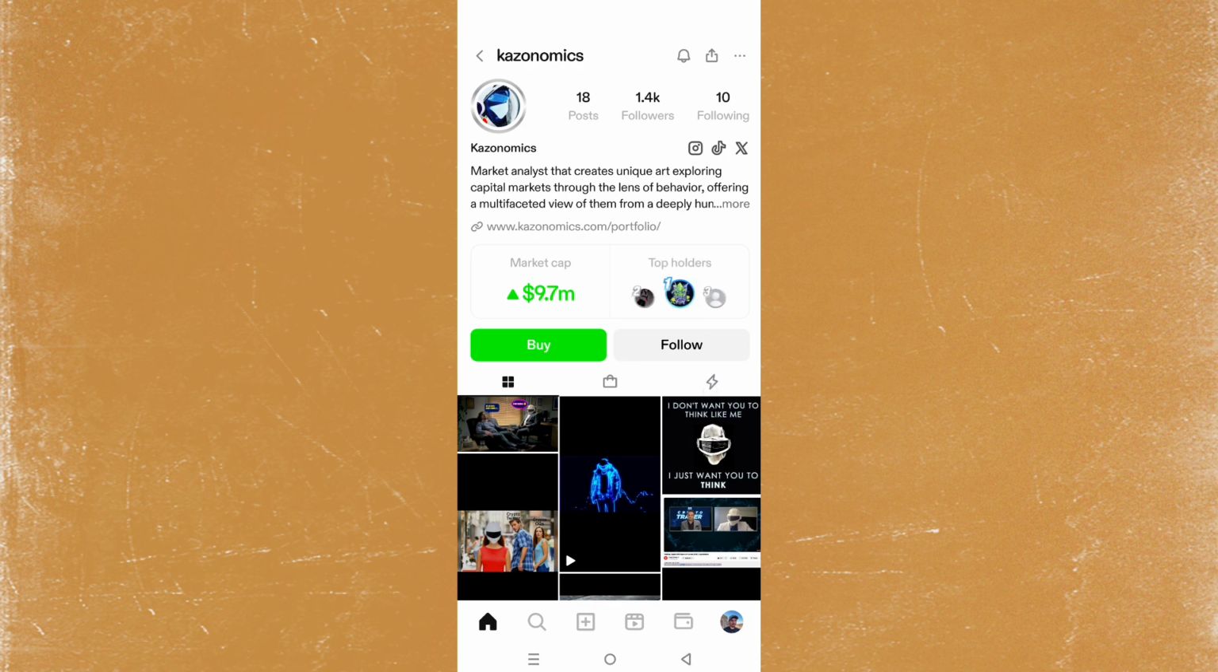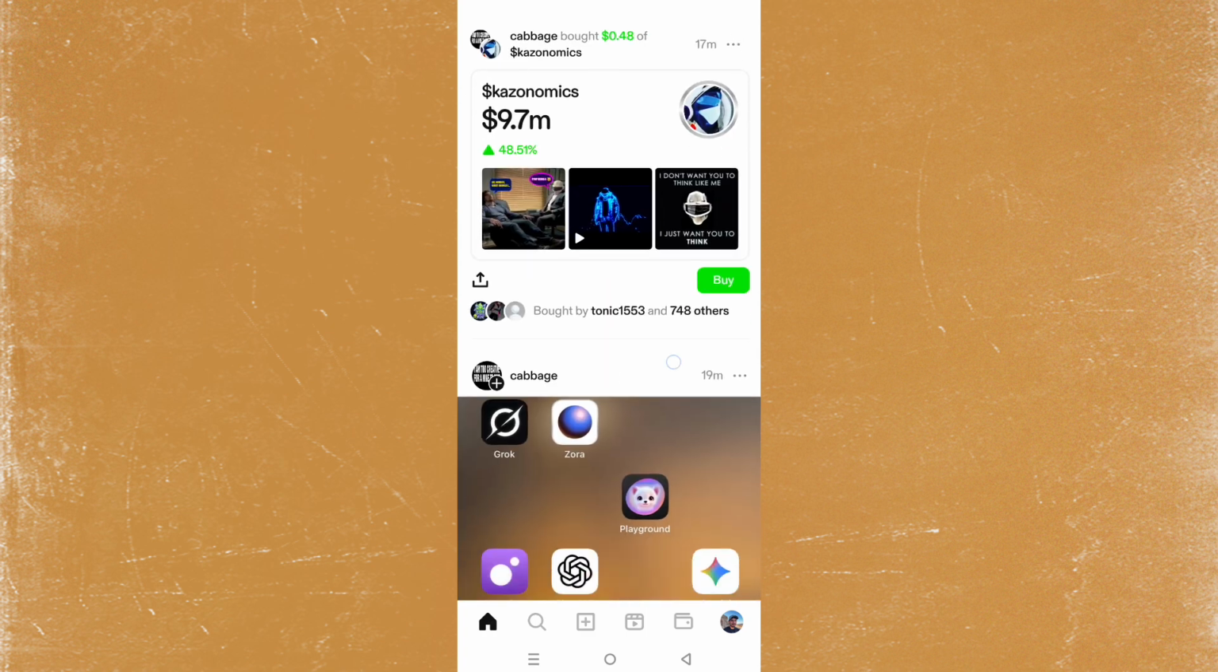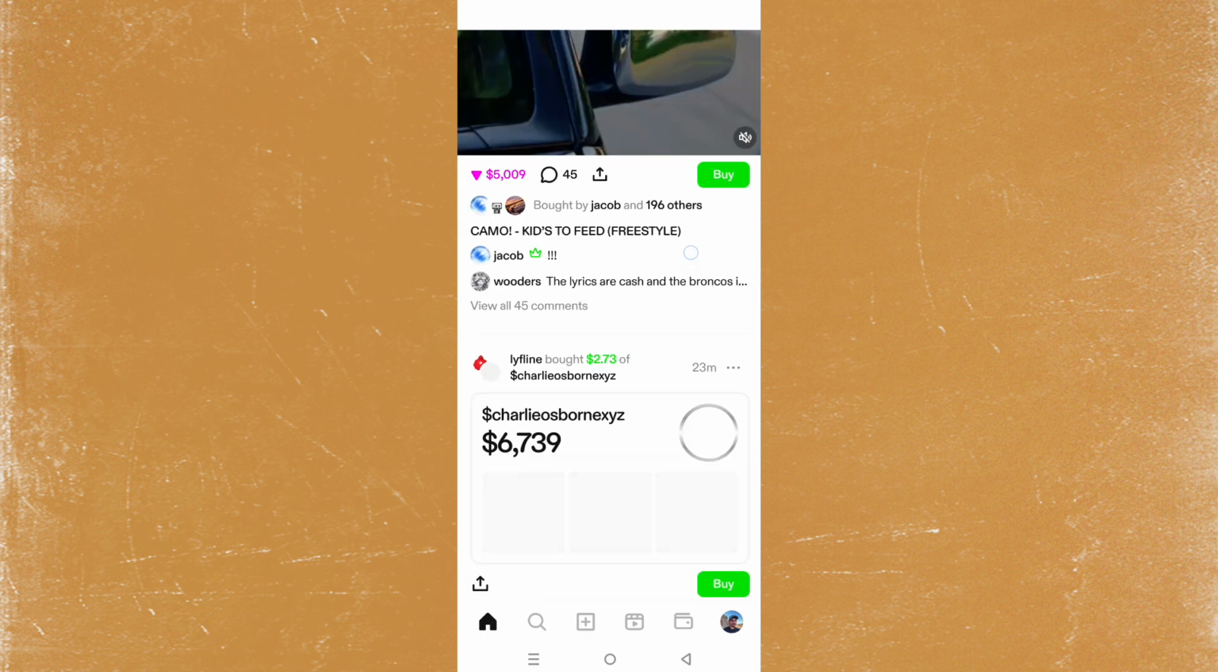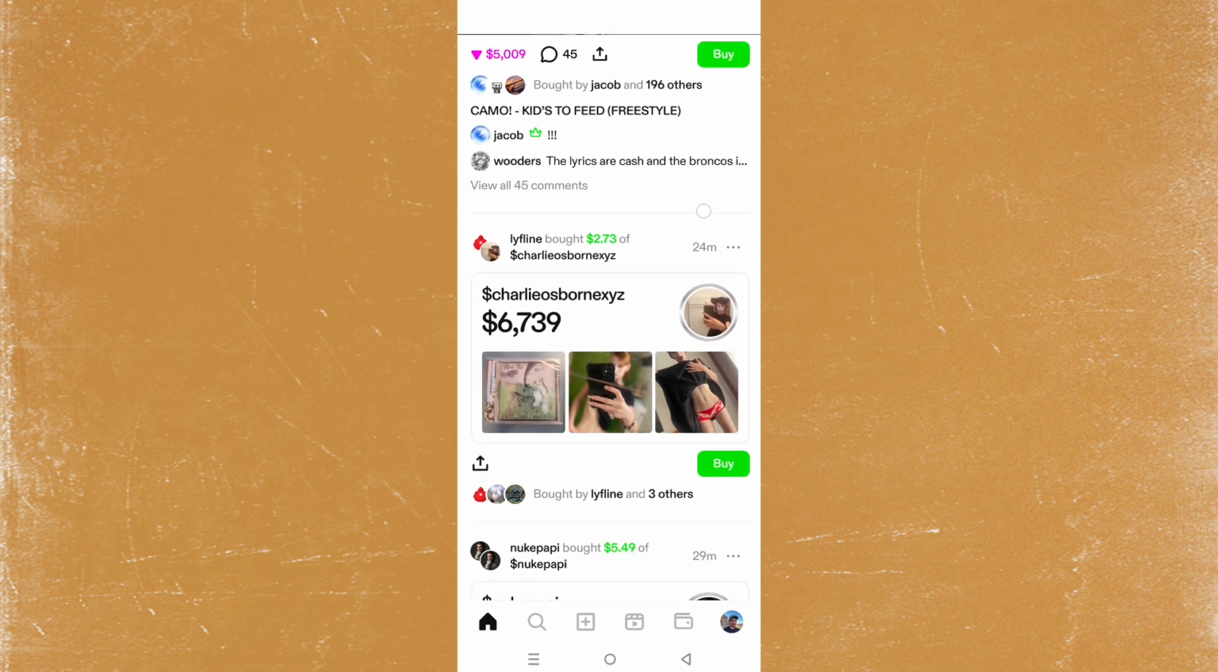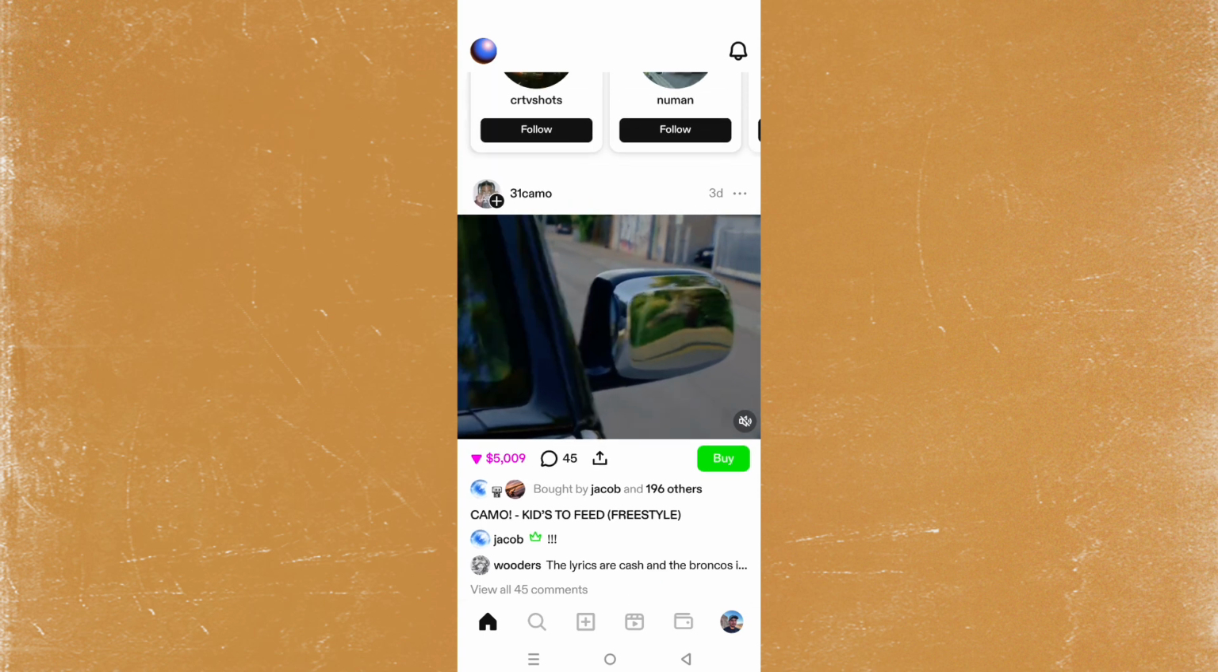And the hardest way is to get using posts, but the easiest one would be to buy someone else's creator coin and then utilize that. So it's really that easy.